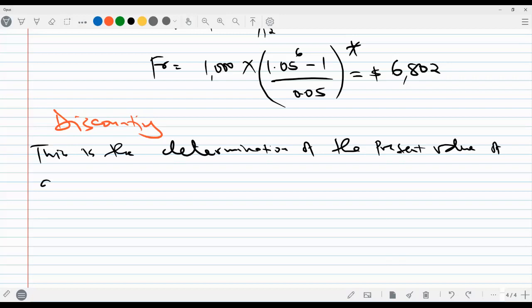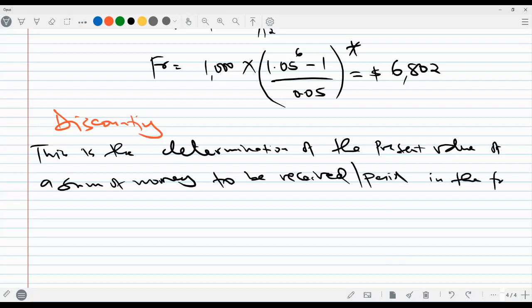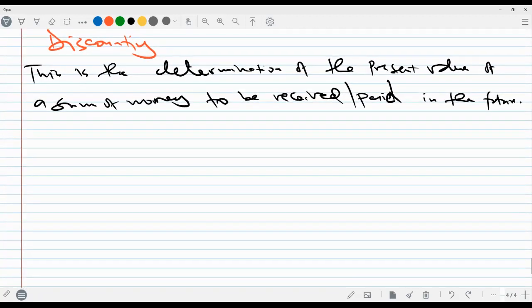of a sum of money to be received or paid in the future. That is referred to as discounting: the determination of the present value of a sum of money to be received or paid in the future. Compounding determines the future value; simply determining the present value is called discounting. Next, we do straight examples.